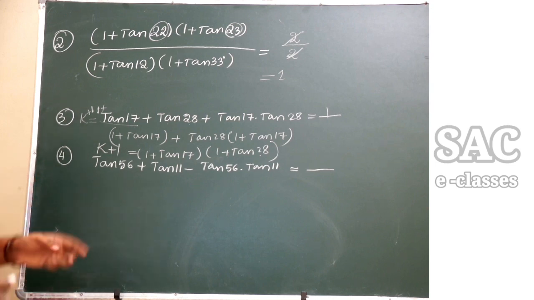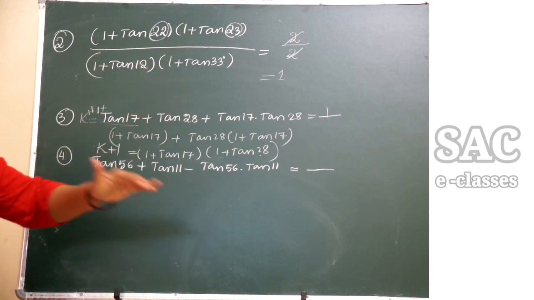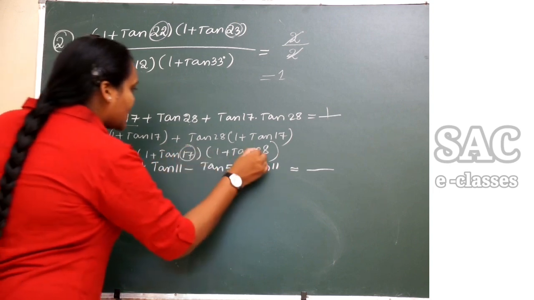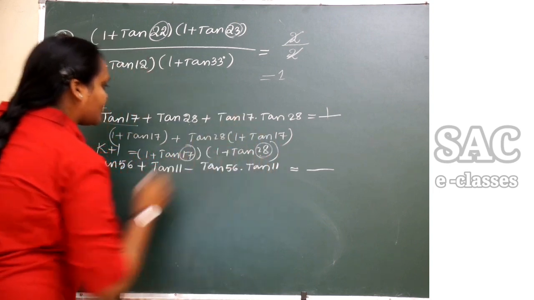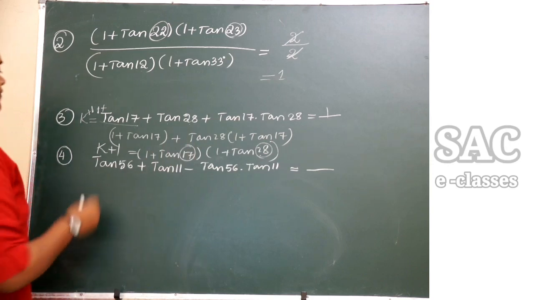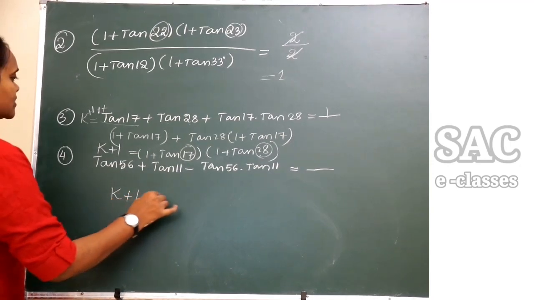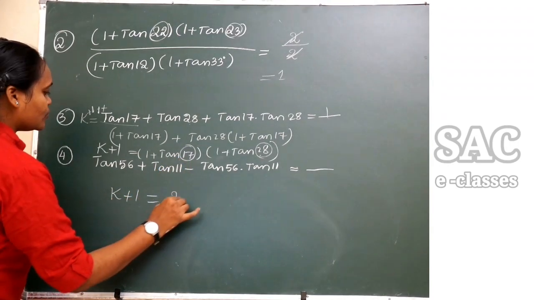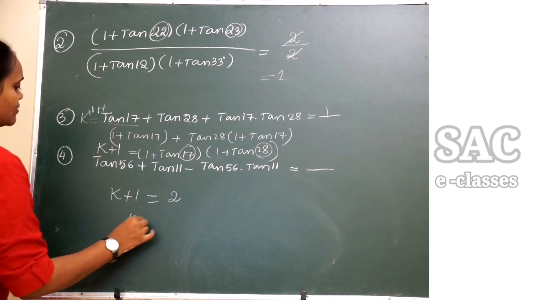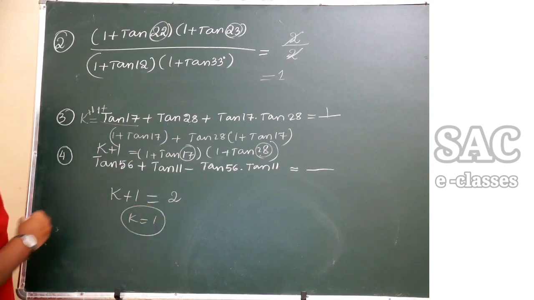Whenever it is given like this, can we write 2? No. You should identify the angles. What are those? 17 and 28, by adding them we get 45. So k plus 1 value is what? It is 2. So k value is what? 2 minus 1, it's 1. In that way we can do it.